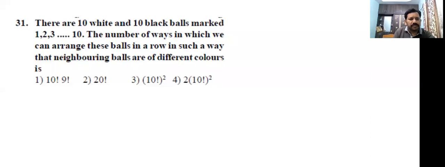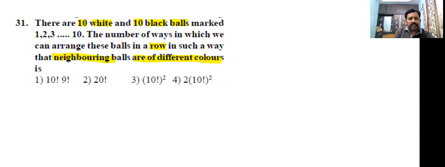31st question. There are 10 white, 10 black balls marked 1, 2, 3, and so on. The number of ways in which we can arrange these balls in a row in such a way that neighboring balls are different colors. Neighboring balls are different color. That means we cannot arrange the same color ball adjacently. So here white color balls and black color balls are both equal. So here two cases are possible.